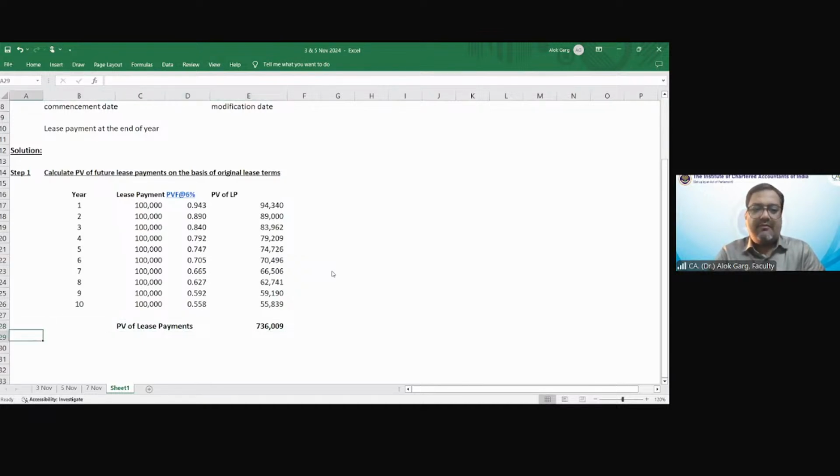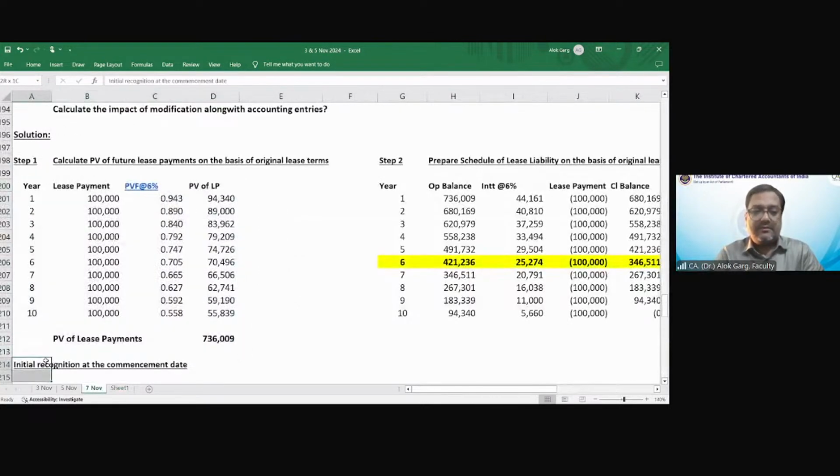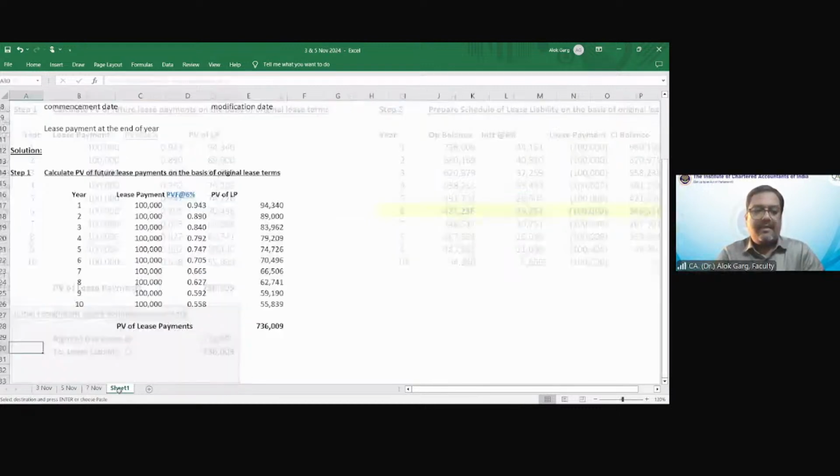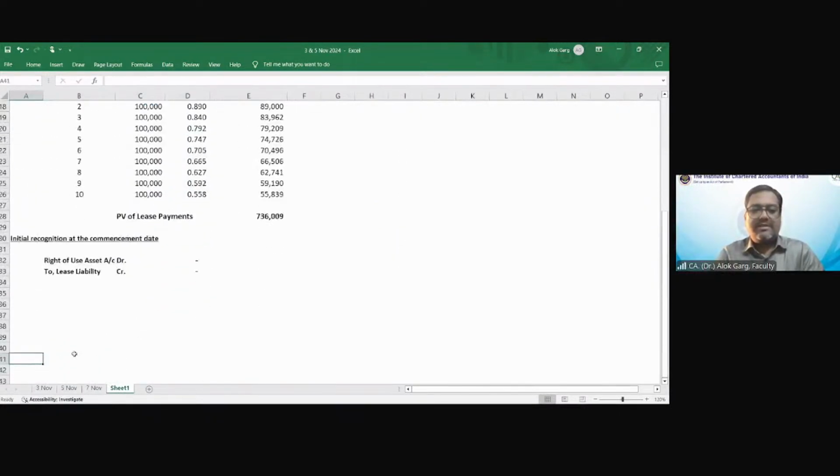What is my accounting entry on the commencement date? Initial recognition: ROU asset debit to lease liability.